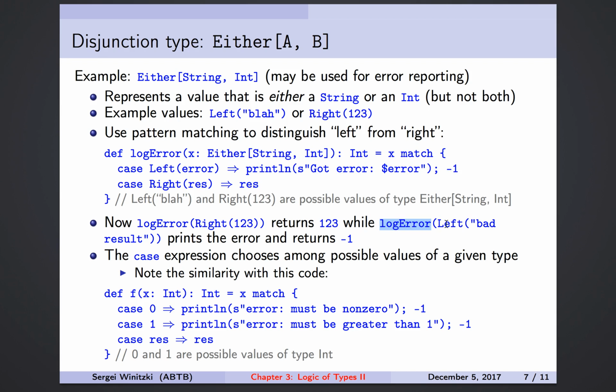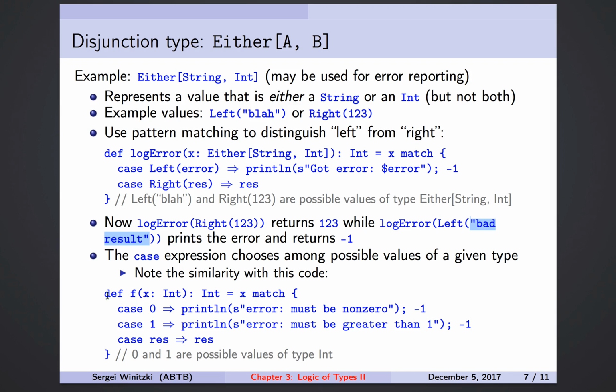So log error of left bad result will match this because it matches the symbol, the left. And then error will be the variable, the value of it will be equal to bad result. And so it will print got error bad result, and then it will return -1. So case expressions choose among possible values of a given type when this type is a disjunction.